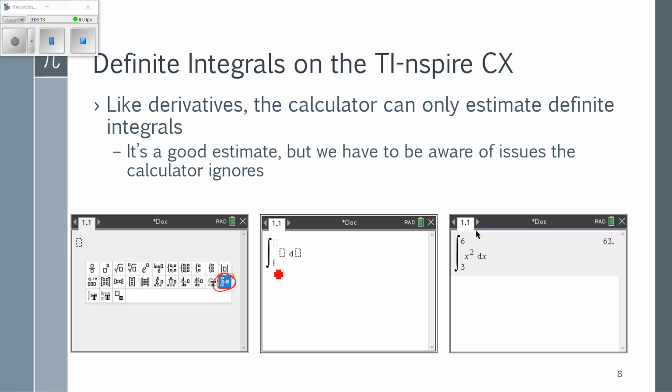It'll put in a blank definite integral. You fill it in, hit enter. It gives you the definite integral, or the estimate for the definite integral. You can also hit the menu button, go to the calculus menu, and choose numerical integral. And it'll put in a blank definite integral for you to fill in, hit enter, and get your estimate.